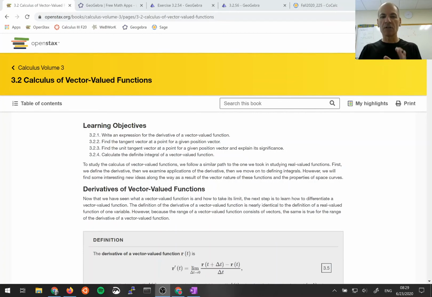The integration is useful, but I would say just to focus your attention mostly on the derivatives. The derivatives have really beautiful geometric interpretations, which we'll get to in a minute. The objectives are essentially all of these. These are mostly computational objectives.